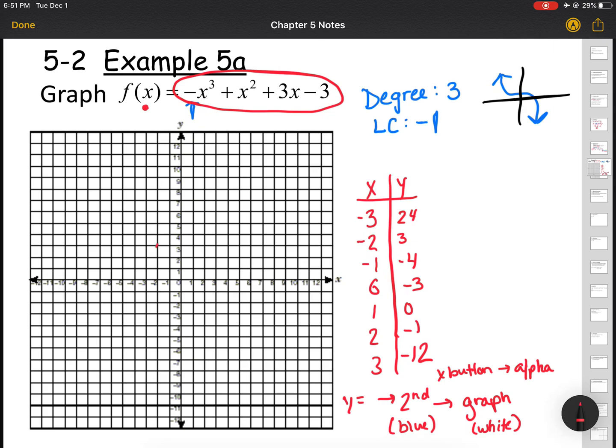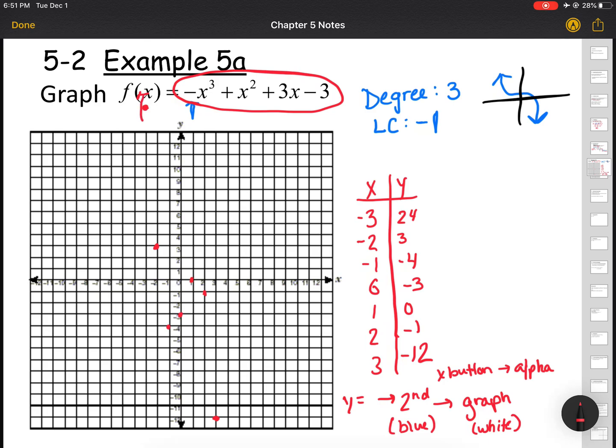-2, 3, I can plot on the graph. -1, -4. 0, -3. 1, 0. 2, -1, and 3, -12, which will be right here, or it might be off your graph just a little bit. So now we have all of them plotted. All we need to do is draw it like our backward snake, like we thought it was going to be with our end behavior here.